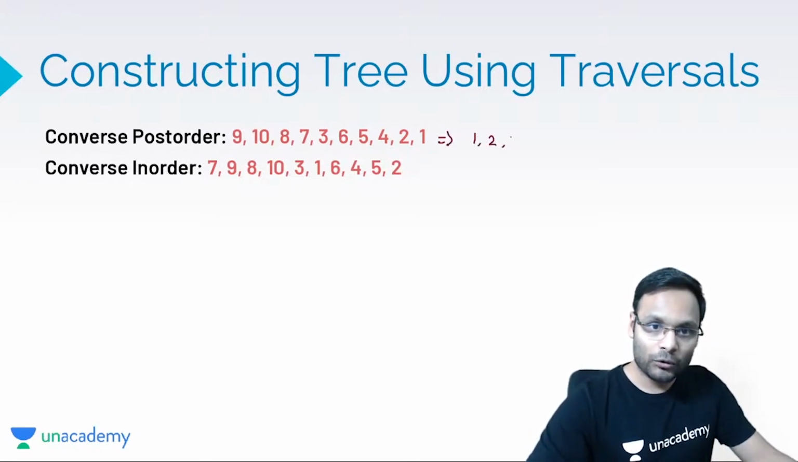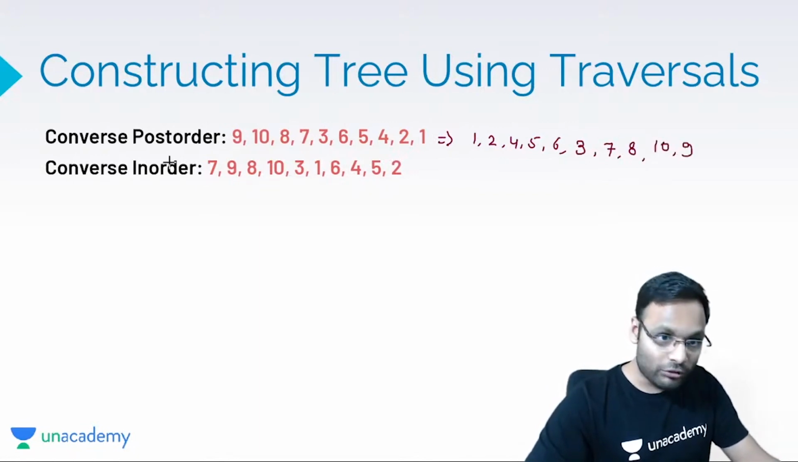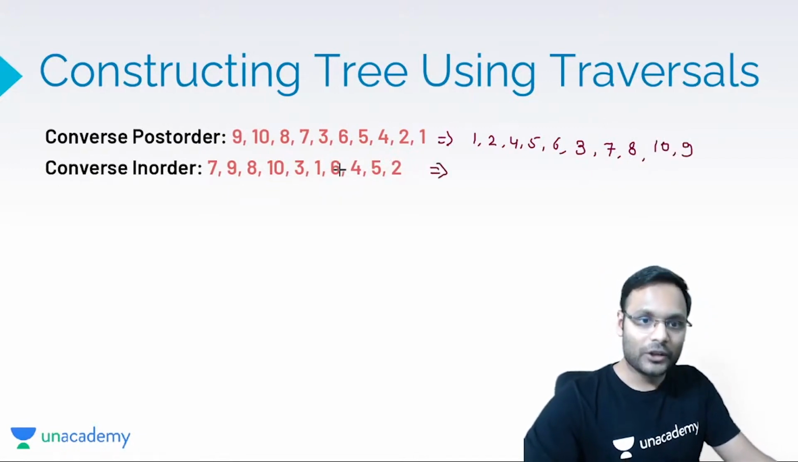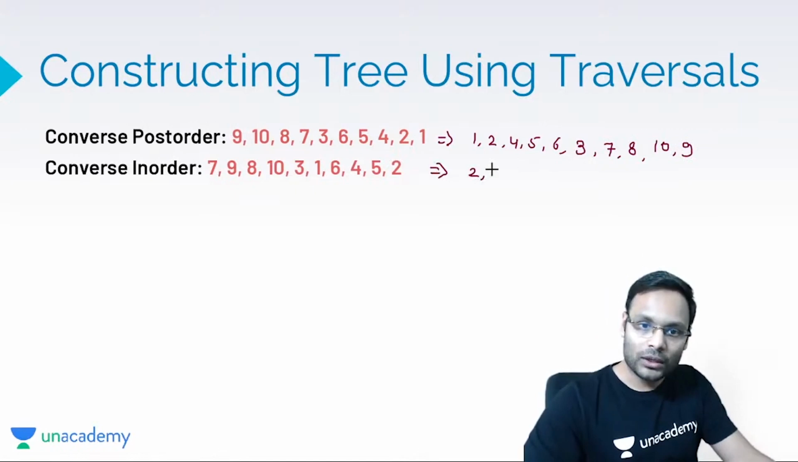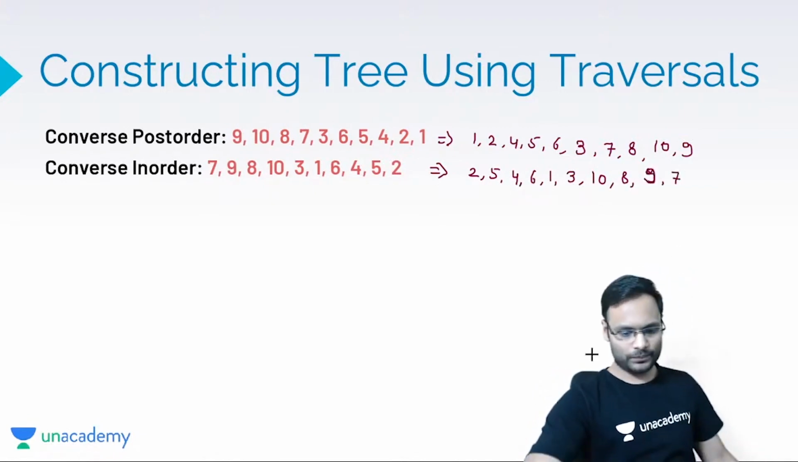1, 2, 4, 5, 6, 3, 7, 8, 10 and 9. This is converse in order. Reverse that and you will get regular in order, which is 2, 5, 4, 6, 1, 3, 10, 8, 9 and 7. After that it works same to same.